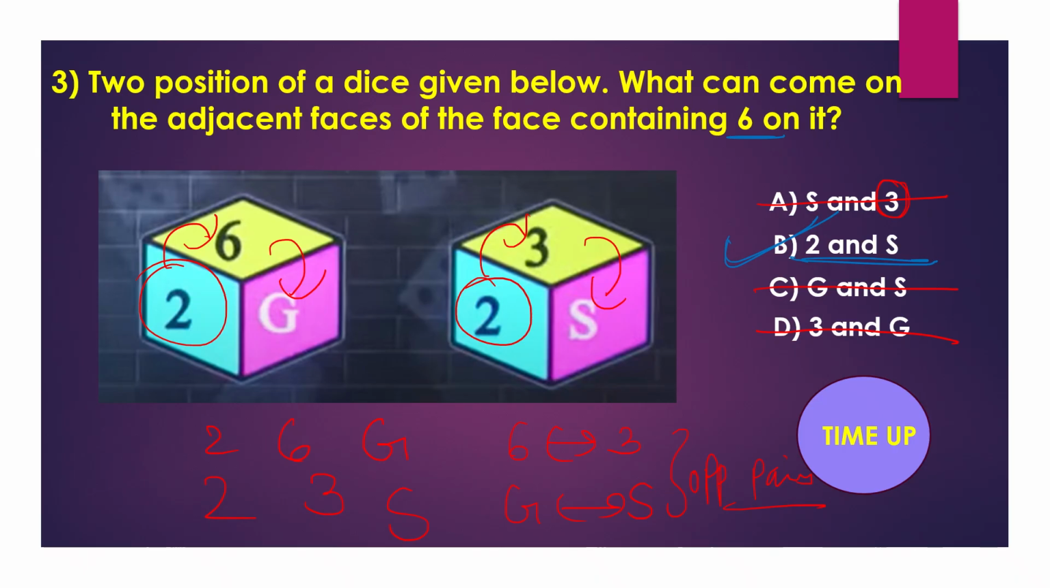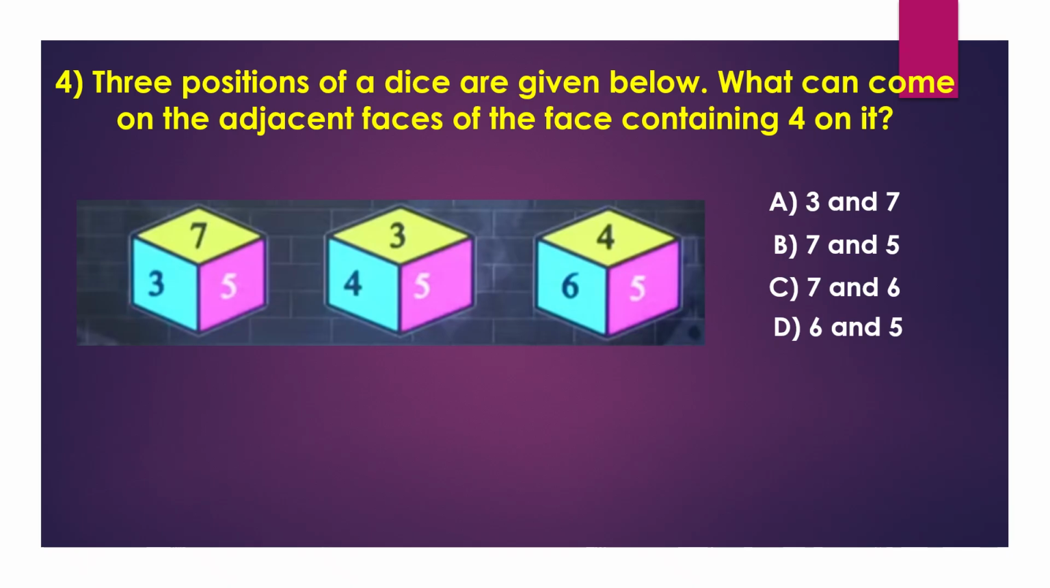Okay. So if you know how to find out the opposite pairs, then if these questions are asked on the adjacent faces, it becomes very easy, because you just need to eliminate the options and you'll get the answer, because opposite pairs can never be adjacent to each other.